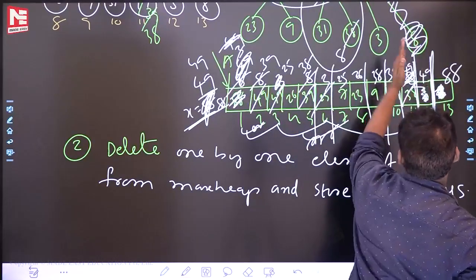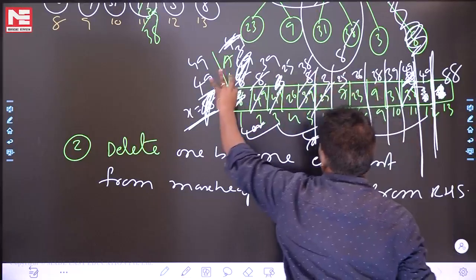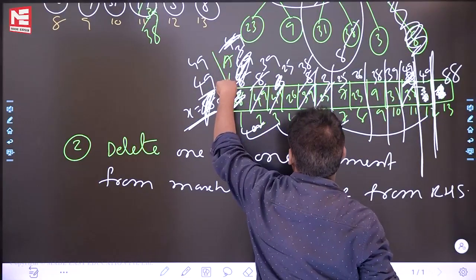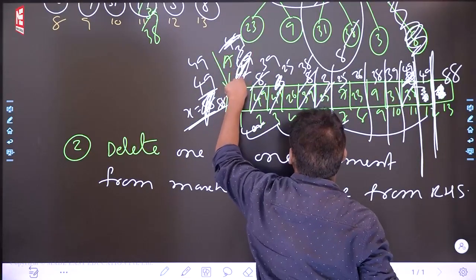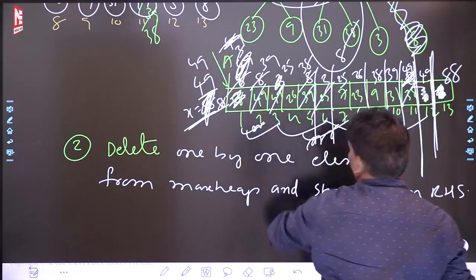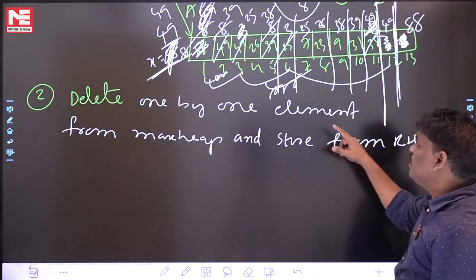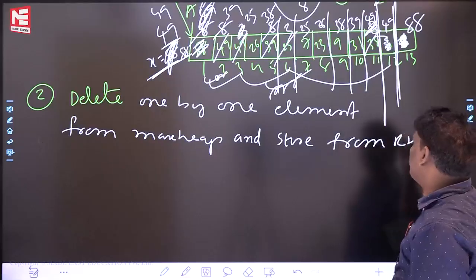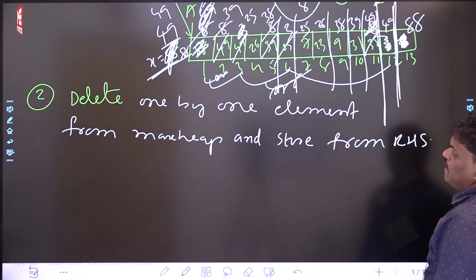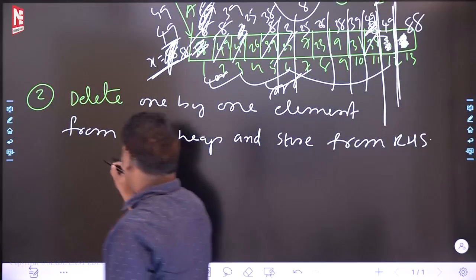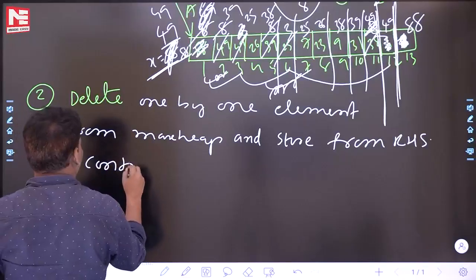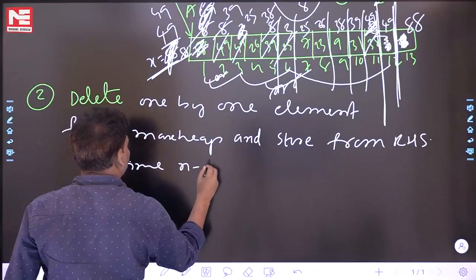First maximum, second maximum, third maximum, fourth maximum and so on. Last maximum means minimum. I think you will get ascending order. Delete one by one element from the max heap and store from right hand side. Continue n times, because I want all maximums.